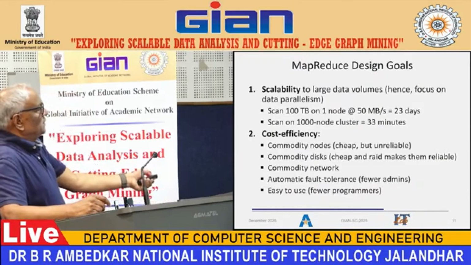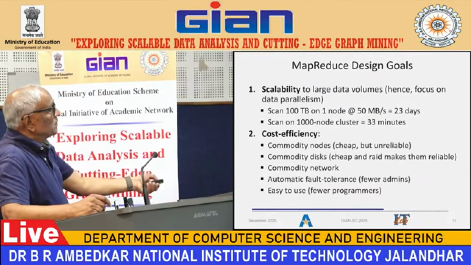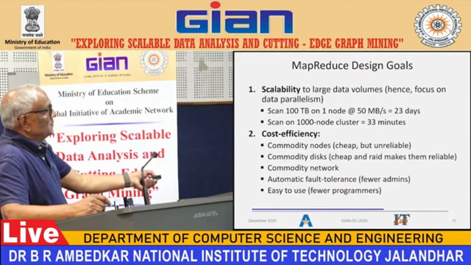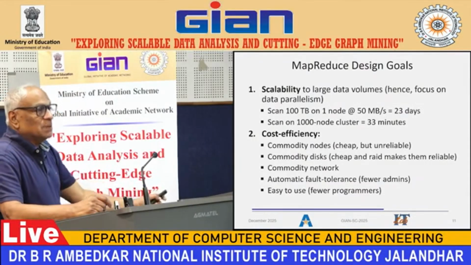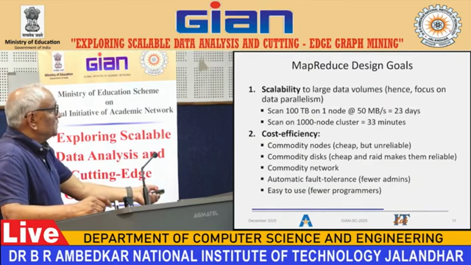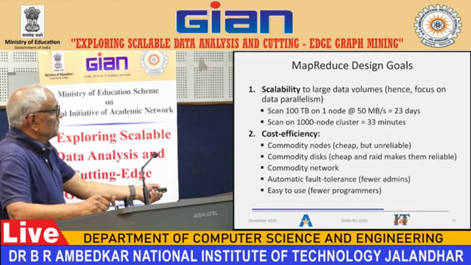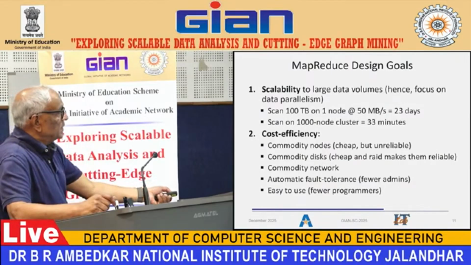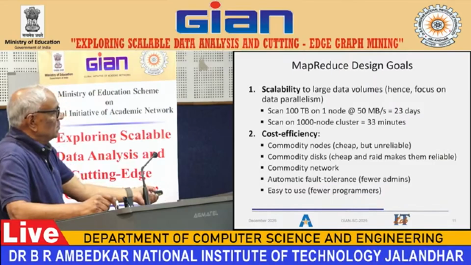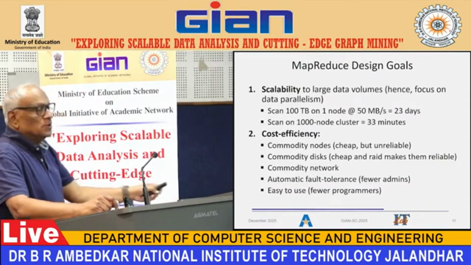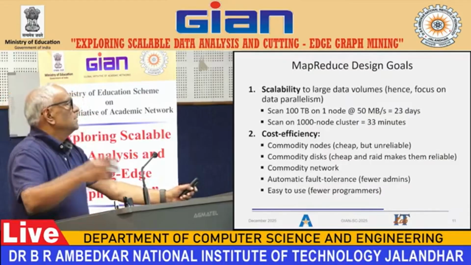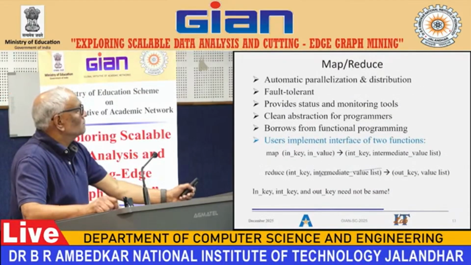Cost efficiency. This is where the commodity nodes come into picture that I spoke about. These are cheap, but they are not reliable. Commodity disks. So these are CPUs, cheap, and RAID makes them reliable. So that's very important to understand. Commodity network. So they incorporated automatic fault tolerance, meaning fewer administrators, easy to use, fewer programmers. So these are the highlights or design goals.